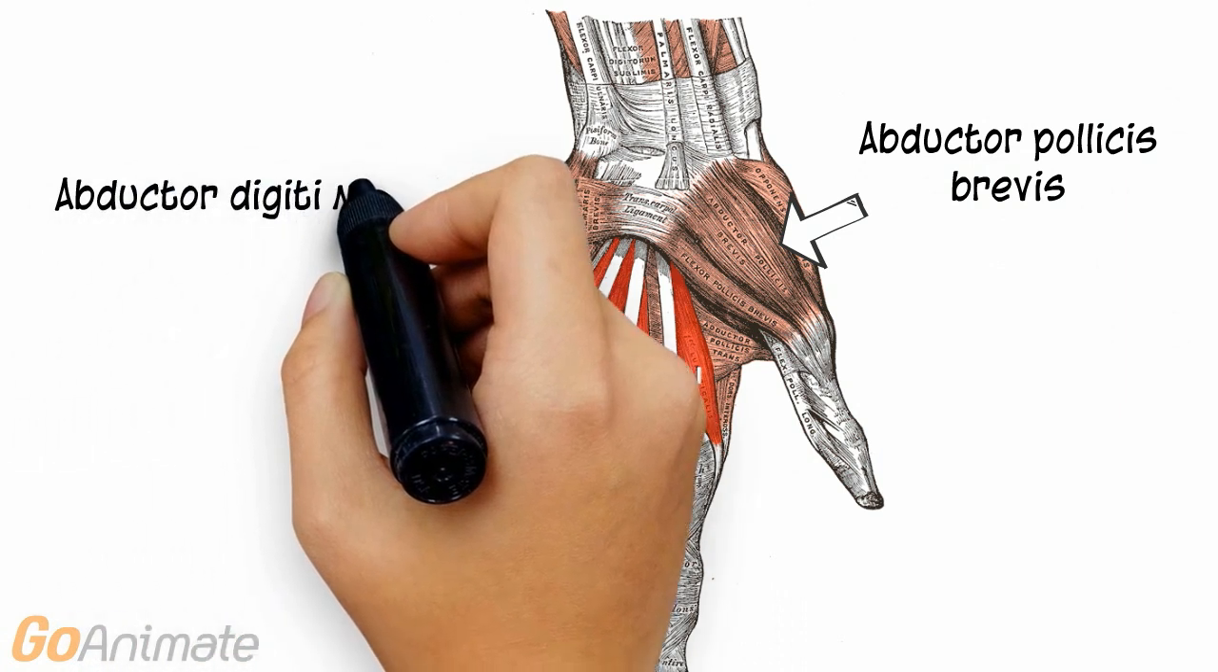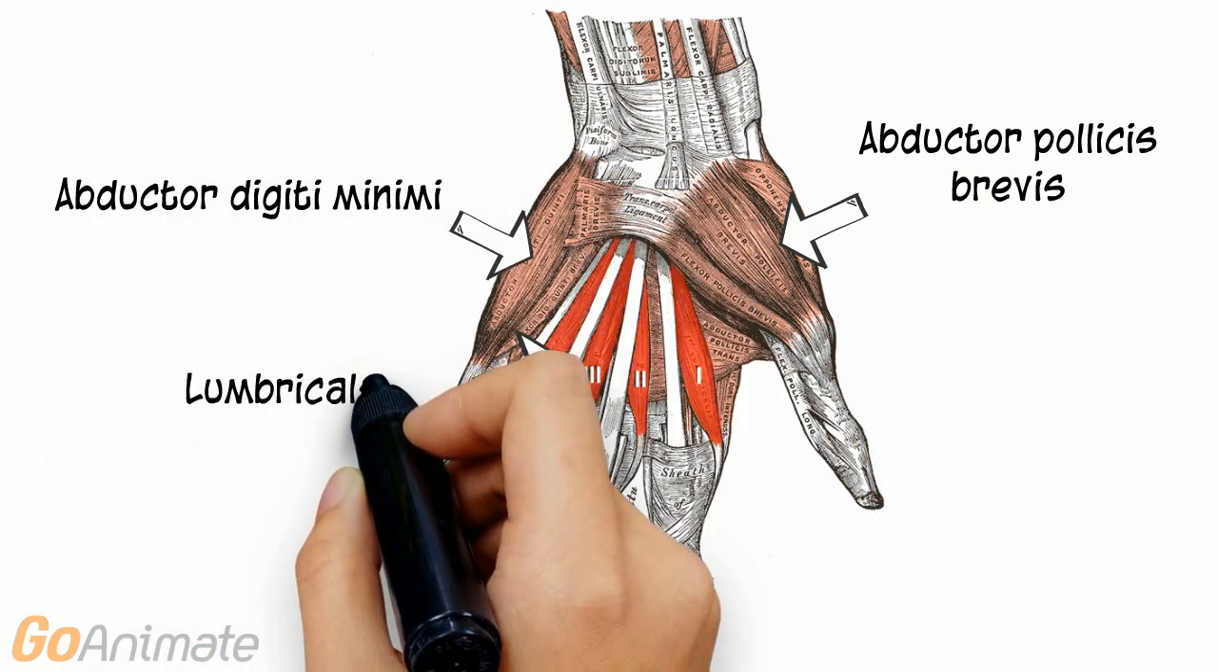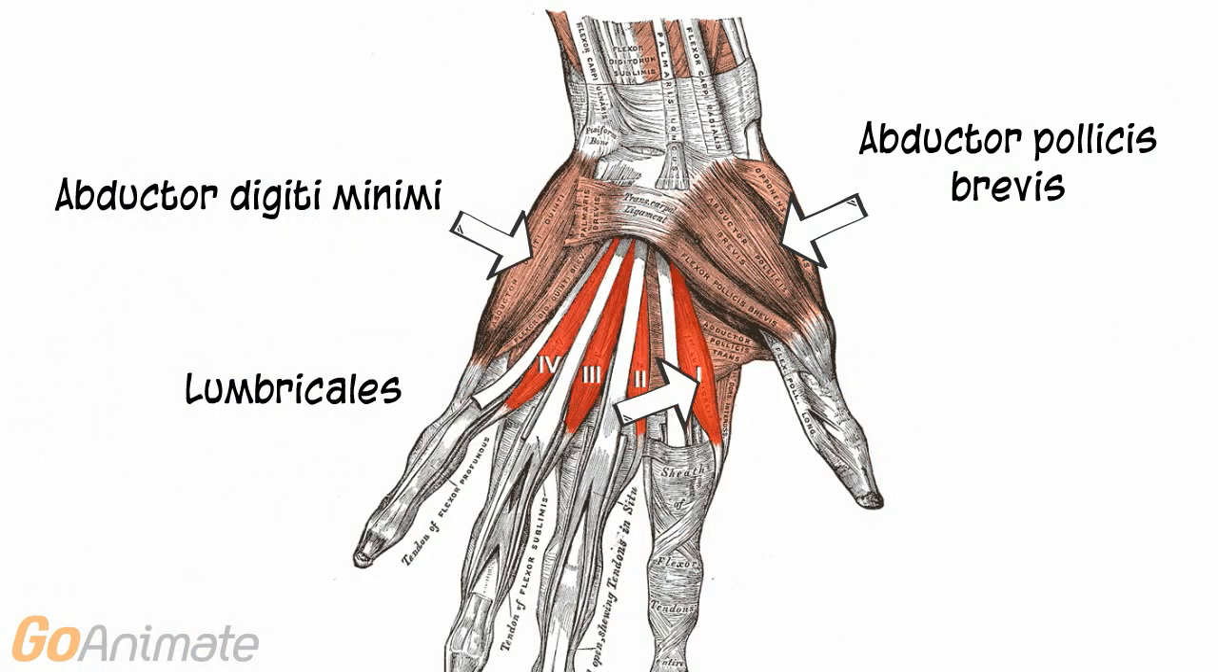Some of the hand muscles include the abductor pollicis brevis and abductor digiti minimi, which attaches to the fifth digit or little finger. We can also see the deep muscles of the hand called the lumbricals.